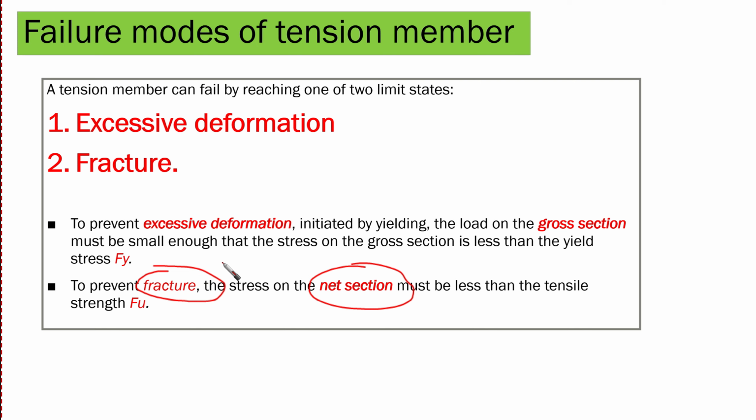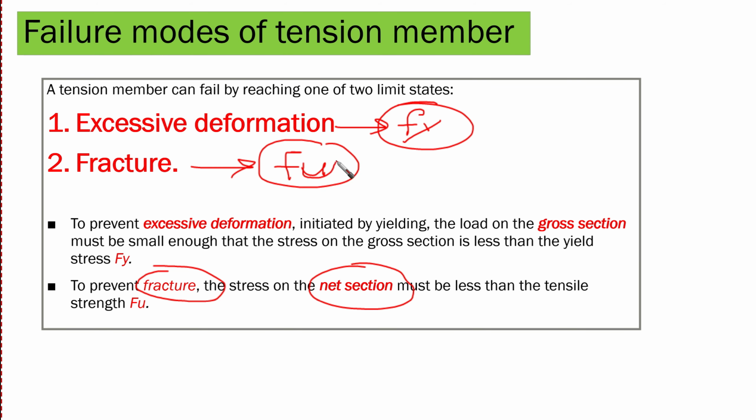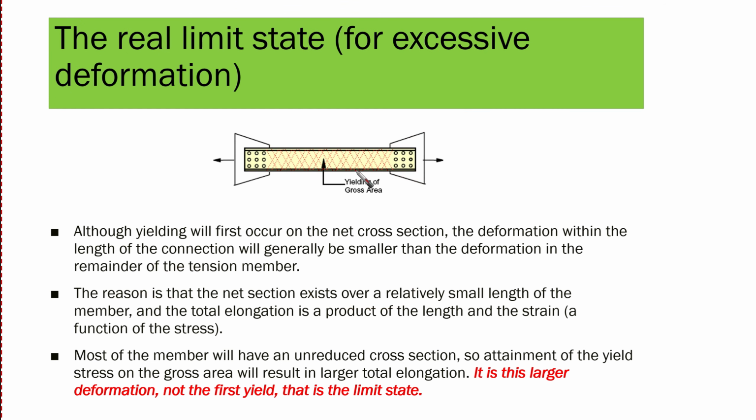This is why in the first, excessive deformation, we are going to use F yield, the yield of the material. However, in fracture, we are going to use the rupture of the material, which is Fu. Sorry for this, it is Fu in general. So take care of this: excessive deformation is related to the F yield, and fracture is related to the F ultimate.